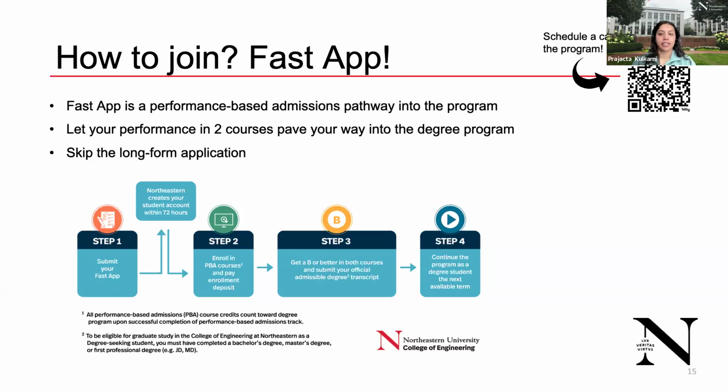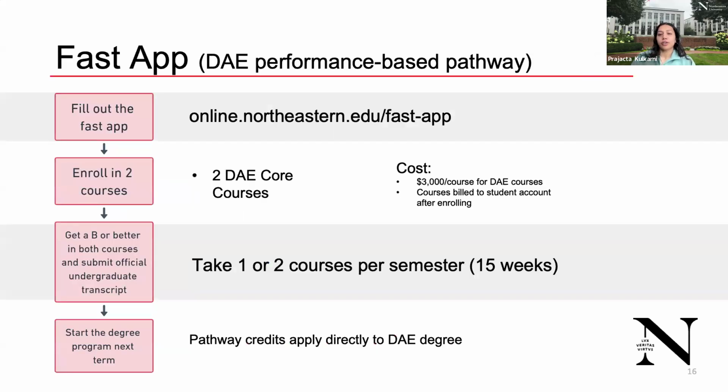If you don't have technical experience, you can still submit the FAST app. I'll talk a little bit more in detail about what the options are for you. So again, to submit your FAST app, you fill out the FAST app on our website, and I will drop that link in the chat here shortly. You can take your two classes, either one at a time or two at a time. You need to get a B or better in both those classes. Remember, each semester is 15 weeks, so plan accordingly.